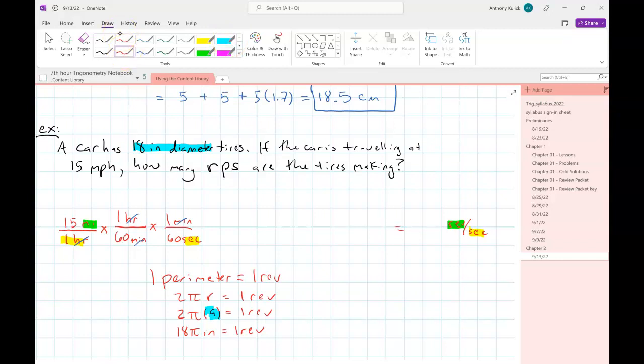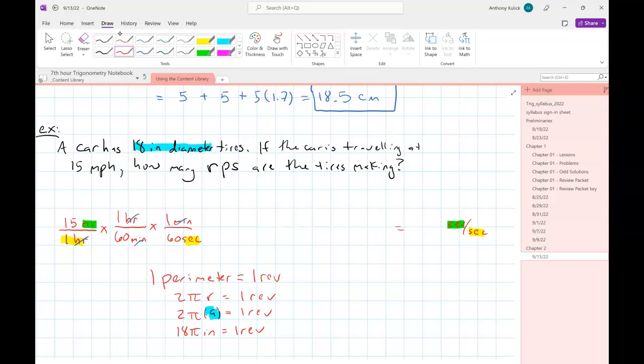Everybody's okay with that? Well, the 2 pi r, r is radius. I'm given the diameter is 18, so the radius is half the diameter. That's how I got to 9. I tried to color code the pieces that went together, right? The piece from the description that gave me the 9.